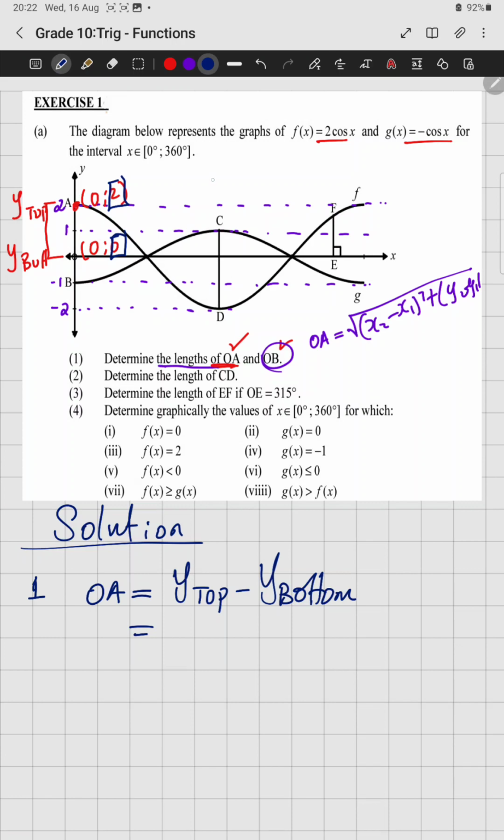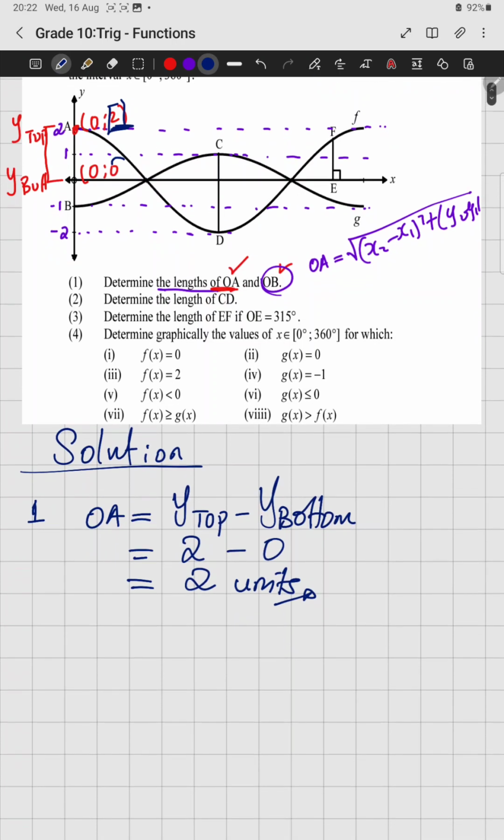Why? Because these 2 points are on a straight line, a vertical line, so we can use this equation. I said we can also use the other one, but if the line is a straight line, we can use this one as well. So the y top, we take the y value at the top, which is 2, minus the y value at the bottom, which is 0. Then 2 minus 0 is just 2 units. Okay, so that is the answer.